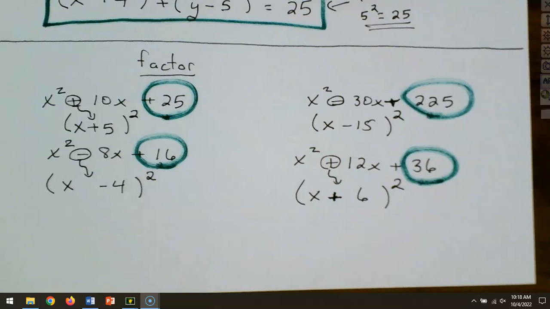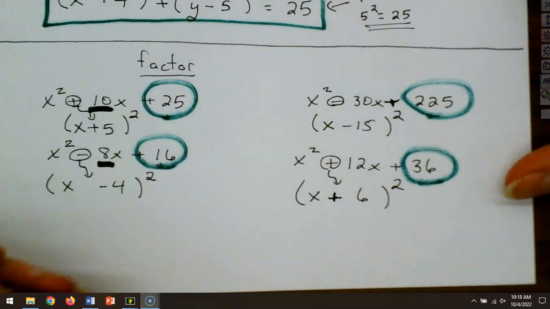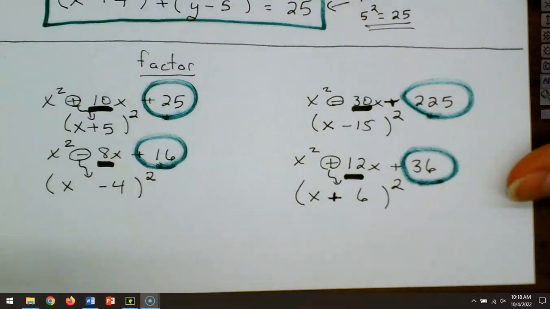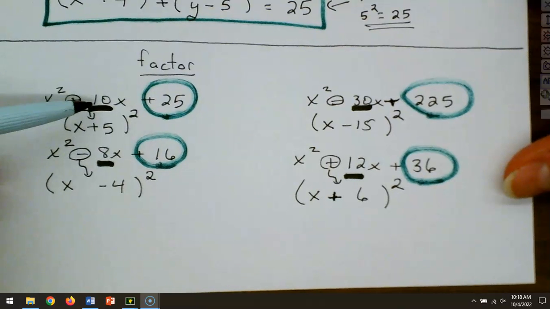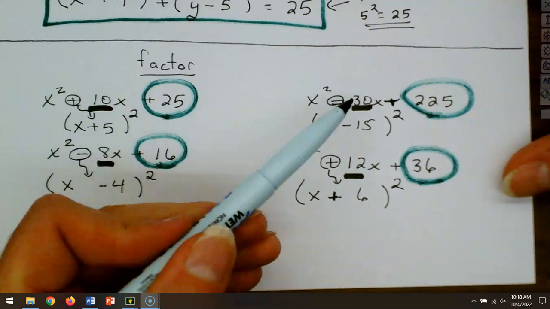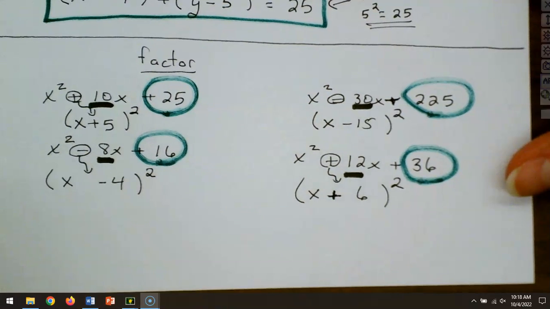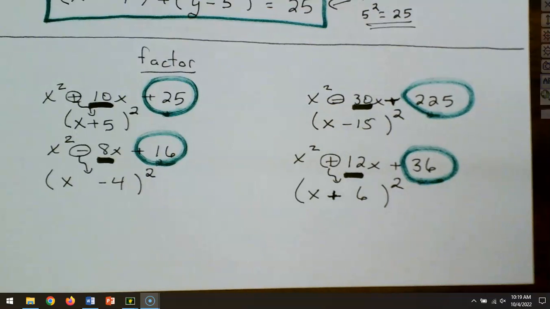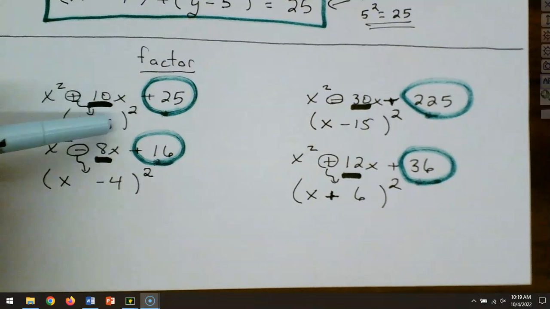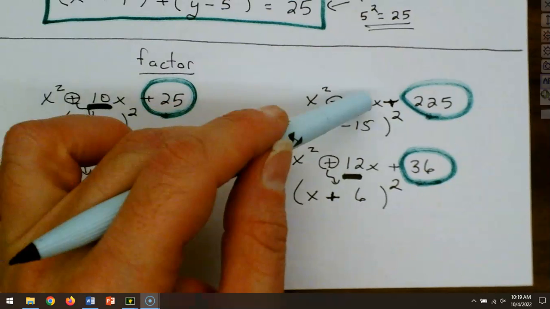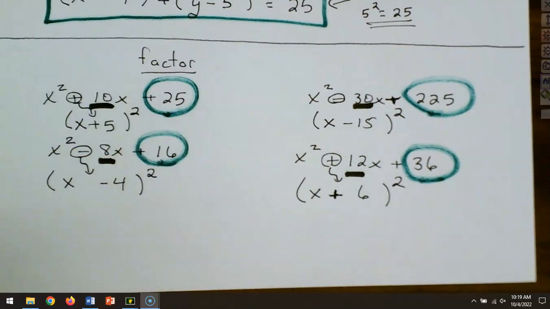Okay, I want you to look now at the number in the middle. And I want you to see if you can see a pattern, how all these go together. So look at them all at once. 10 and 5, 8 and 4, 30 and 15, 12 and 6. What do you notice here? How do they relate? They are half, right? Okay?